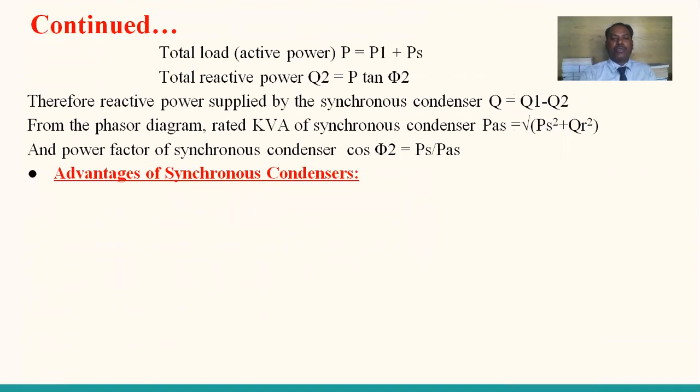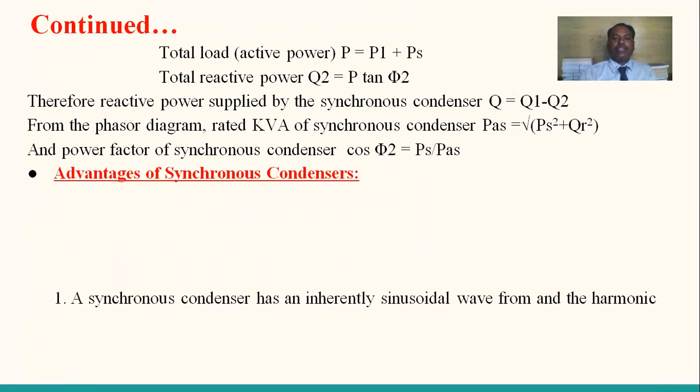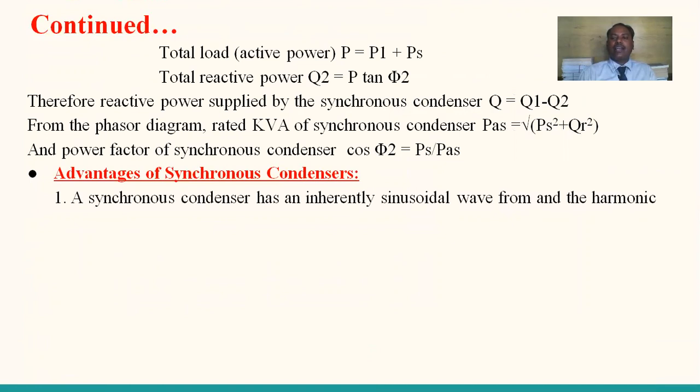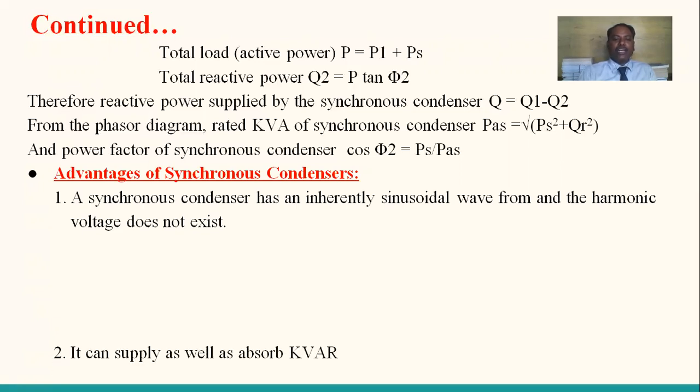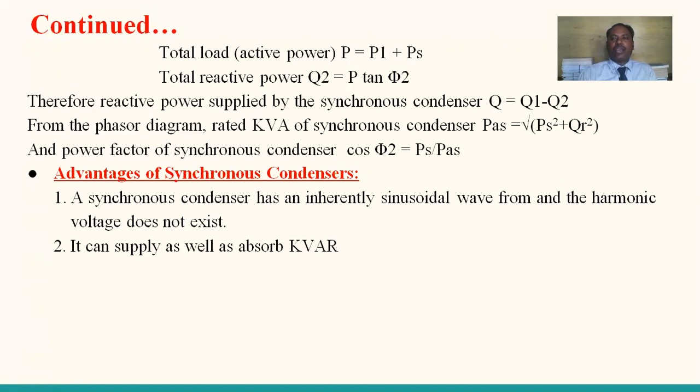So what are the advantages of synchronous condensers? A synchronous condenser has inherently a sinusoidal waveform, and the harmonic voltage does not exist. So this is one of the advantages. A synchronous motor acts as a synchronous condenser. It has an almost sinusoidal waveform along with the supply, and the harmonic voltage does not exist. Similarly, it can supply as well as absorb kVAR. Suppose the system has excessive reactive power, it can absorb, and if reactive power is required, it can inject.